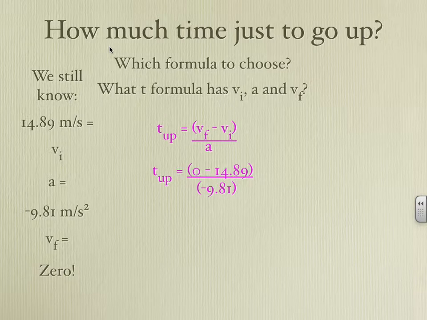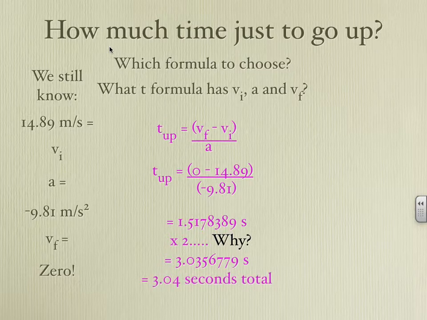What did you get on that one? 1.52 seconds. Hey, I got 1.517838. Now I'm going to take that number and multiply it by 2. Why? Because the problem asks, how long is it going to take before it bashes me in the head, not how long did it take to get to the highest point. So we calculated how long it took to get to the highest point, but it has to come back down again. So I just multiply by 2, and of course I'm going to round that to 3.04 seconds.